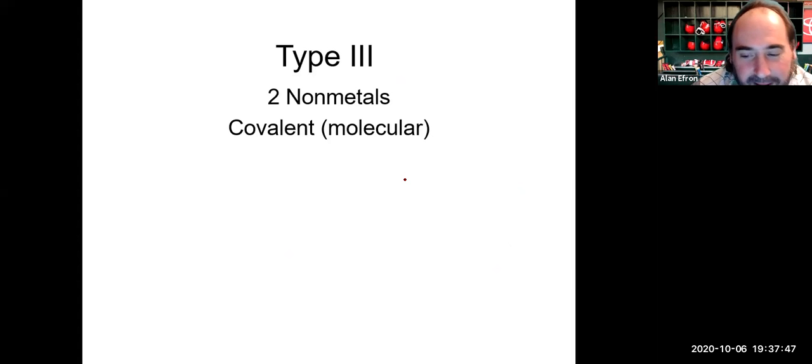Type 3 compounds, which are two nonmetals. These are a little bit different. These are molecular compounds, so these are guys that are sharing electrons. Remember that when we get two nonmetals together, it involves that sharing of electrons. No electrostatic attraction, no positive, negative, no cations.